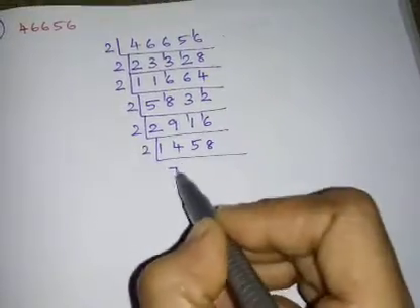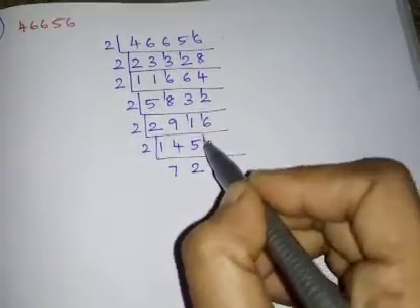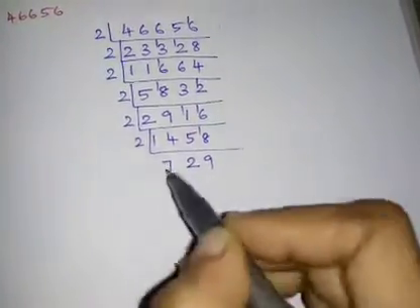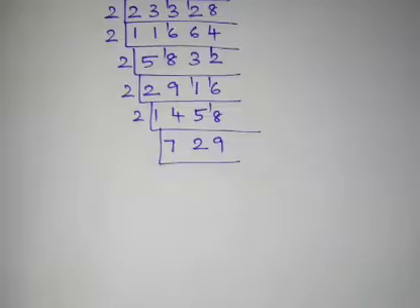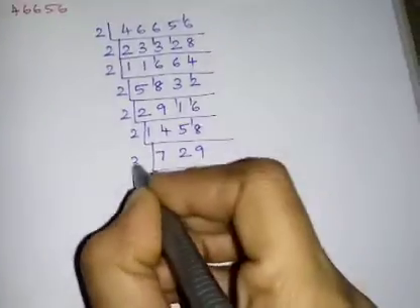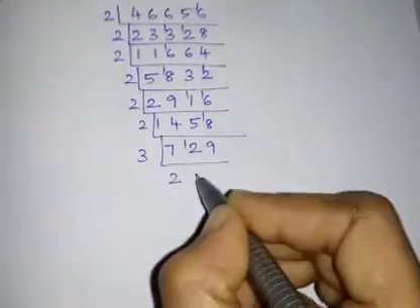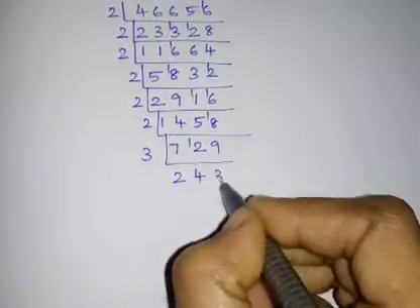Then in 2 table, 7 2s are 14, 2 2s are 4, 1, 9 2s are 18. Now we'll come with the 7 to 9. 7 to 9 comes in third table, right? 3 2s are 6, remainder 1, 4 3s are 12, 3 3s are 9.